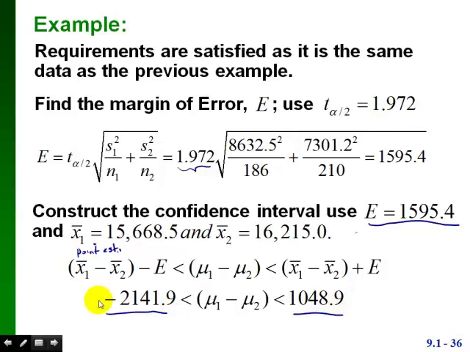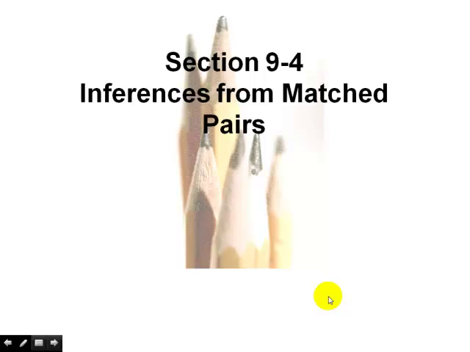Now notice that one of these is negative and one of these is positive, which says that our confidence interval includes 0. And that means that it's entirely possible that the two means are equal. So in that case, we would say that it doesn't appear that there's a significant difference between the two population means.